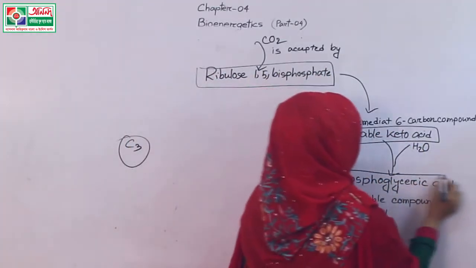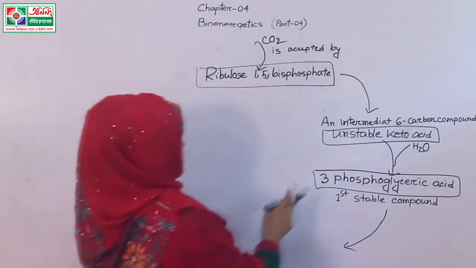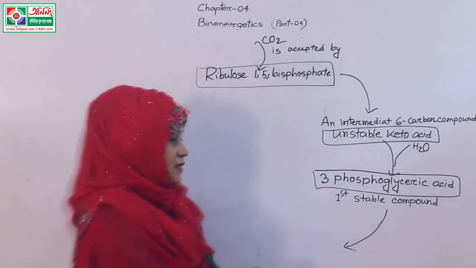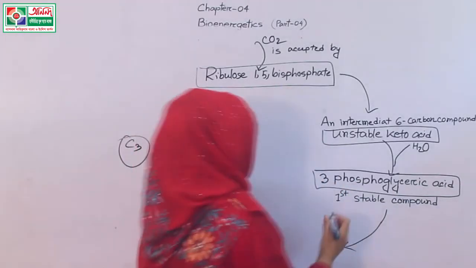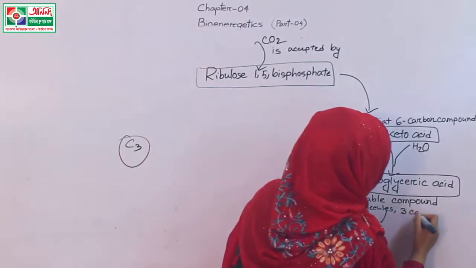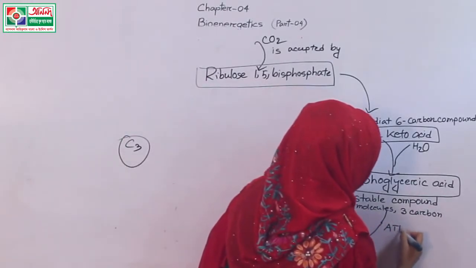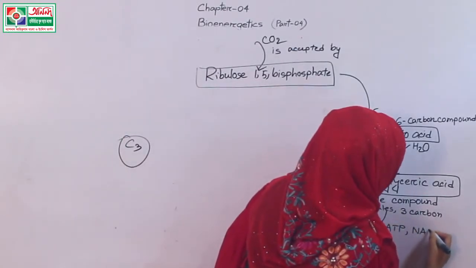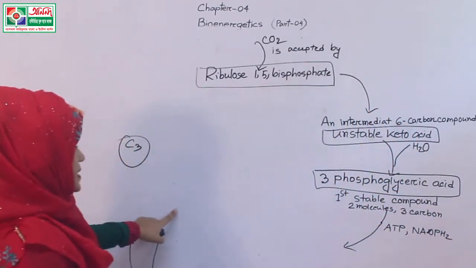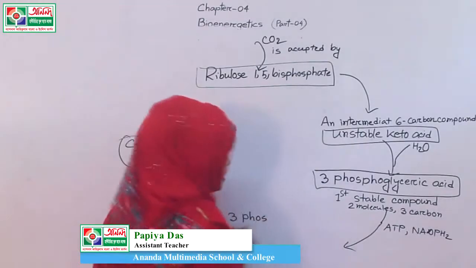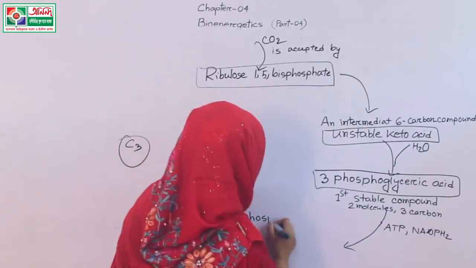I am just giving some boxes for better understanding. Students, it was 6 carbon. We are getting 3-phosphoglyceric acid. So 2 molecules, 3 carbon. What happens then? Using the ATP and NADPH2 of the light phase, it converts to 3-phosphoglyceraldehyde and dihydroxyacetone phosphate.